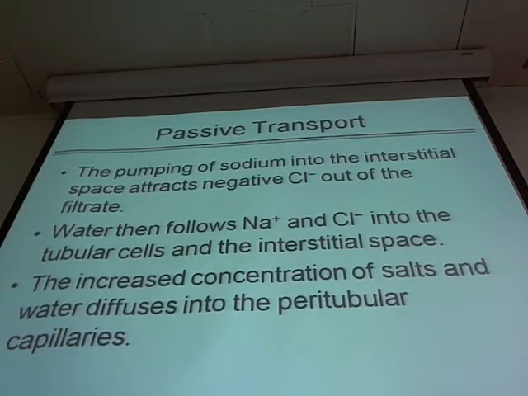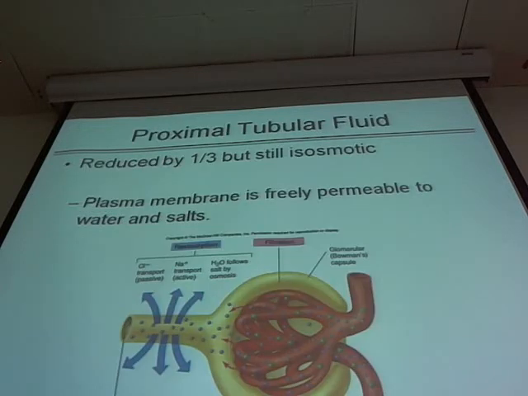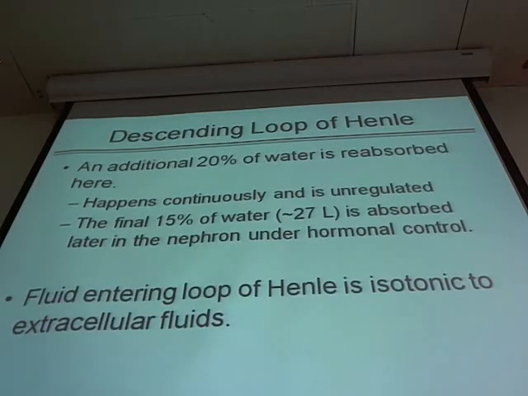That's not true. Pumping of sodium into the interstitial space attracts the chloride. The water follows that out into the interstitial space. You got that? In the descending, yes, increased concentration of salts and water diffuses into the peritubular capillaries, which the increased salts again draw more water out. Proximal tubule fluid is reduced by a third but still isotonic. Plasma membranes are freely permeable to water and salts. That's in the proximal tubule.